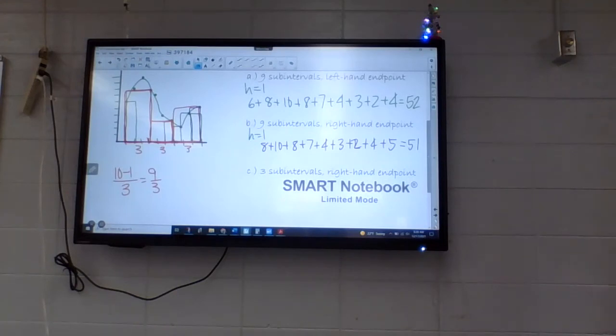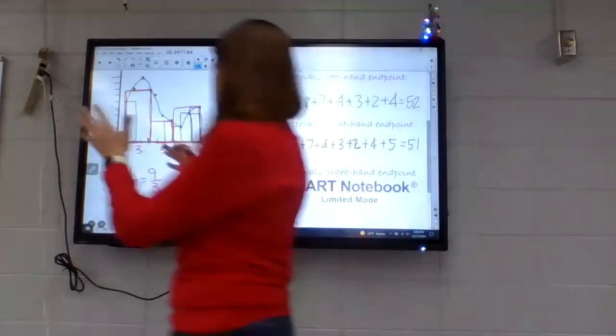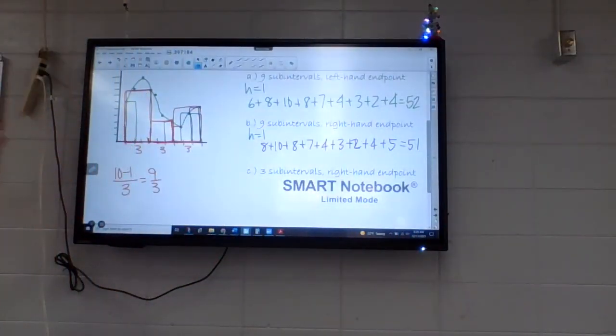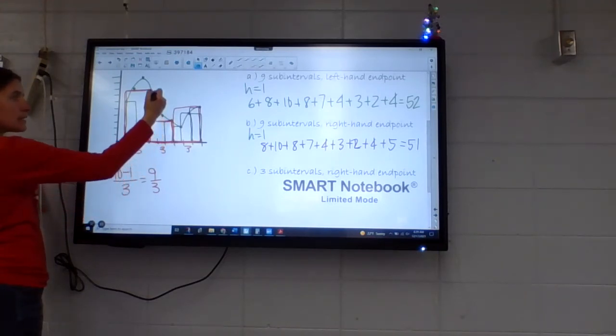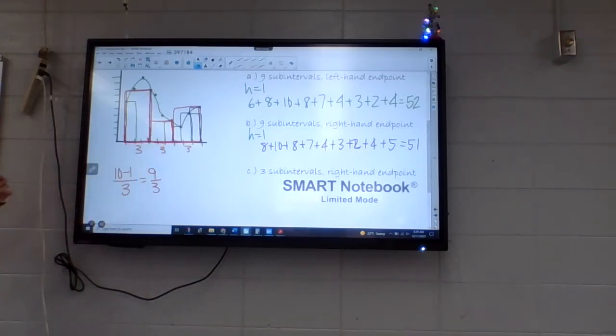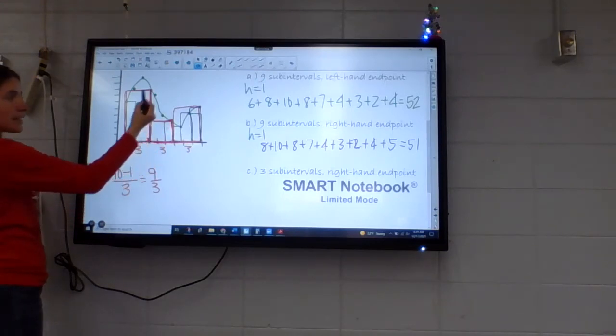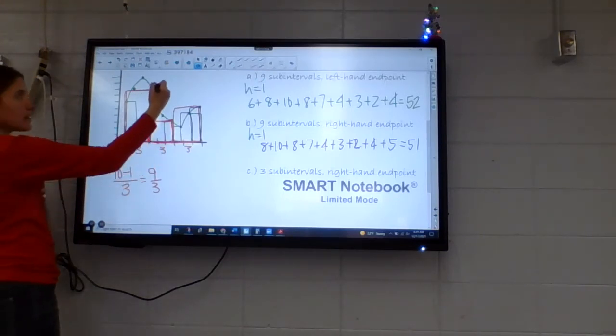This one, to find the estimation, takes a little bit more. What do we need to include that we weren't including on the other 2? What do we need to think about that's different compared to the others? The H. Now the H is 3, so that's the width of the rectangle. So we have fewer rectangles, but we have a wider rectangle. So it's going to be 3 times whatever the height is, which in this case is the right-hand endpoint, which is going to be 8 here.